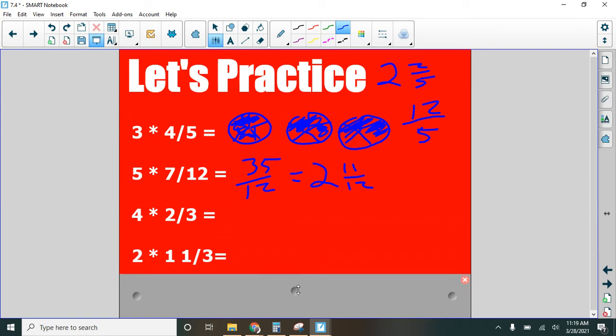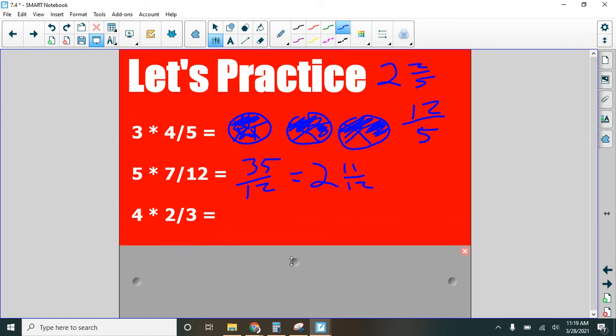Okay, one more. Let's do a number line down here. We have 4 times 2/3. So we're going to create a number line here. Let's see if I did it long enough. Here's 0, here's 1, here's 2, here's 3. We need to break these into thirds.